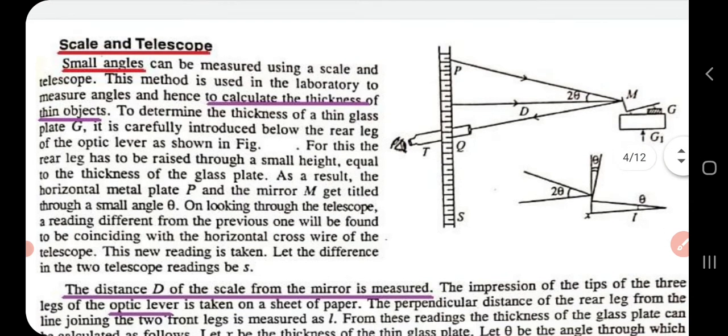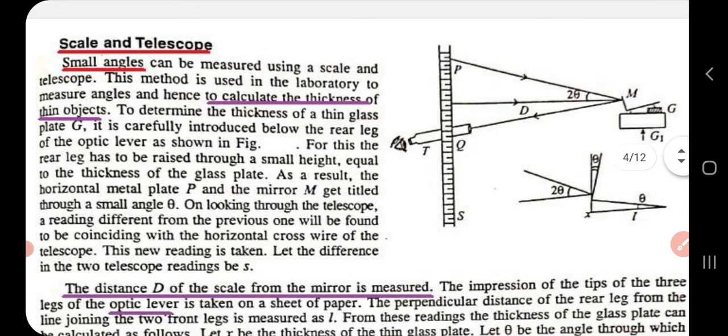So scale and telescope is an important method. Small angles can be measured using a scale and telescope. As I said, this method is used in the laboratory to measure angles and hence to calculate the thickness of thin objects.